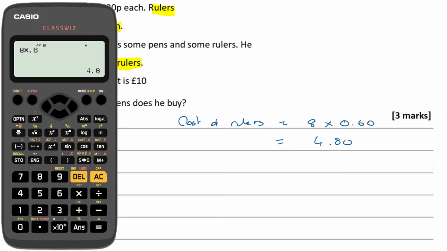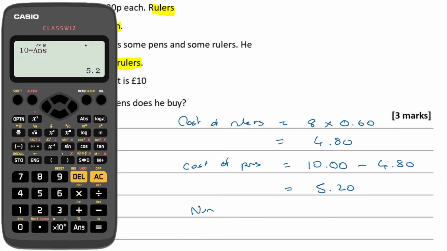Okay, so then I can work out the cost of pens by taking my £10 that I spent altogether and subtracting the cost of the rulers. So 10 minus answer, that comes out to be £5.20. Okay, so now I know that it's £5.20 for all of the pens. I can work out how many pens it is because I know the cost of a pen.